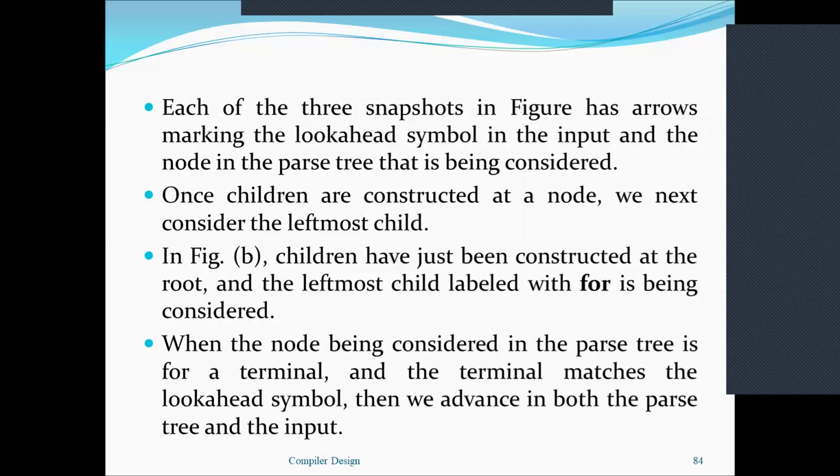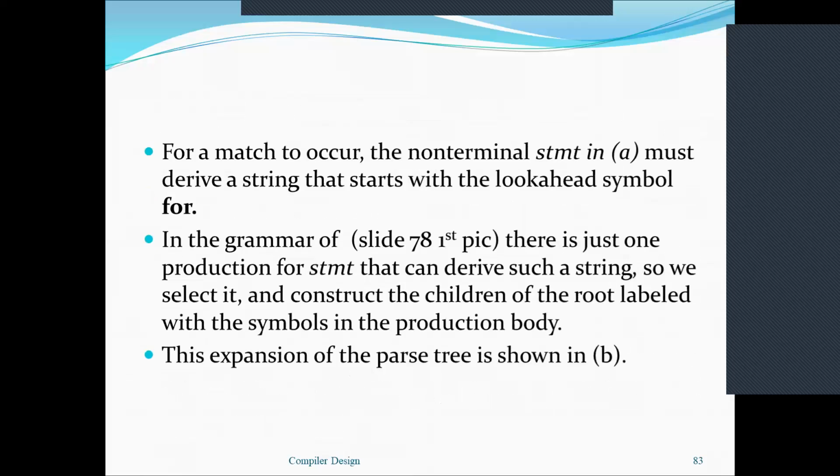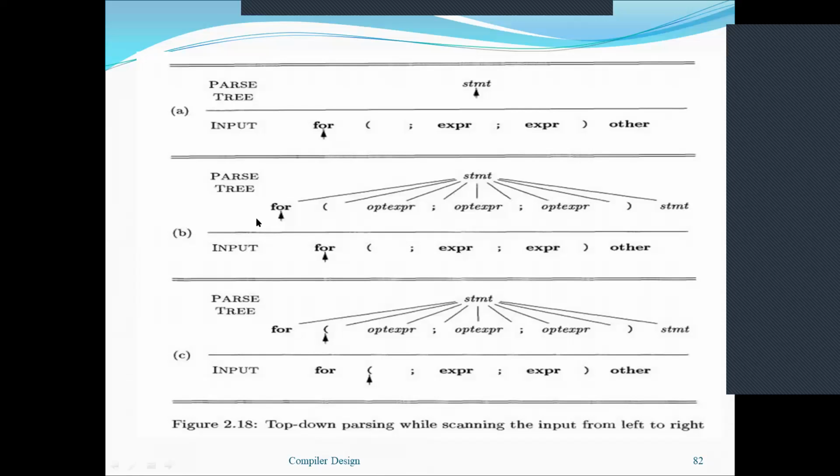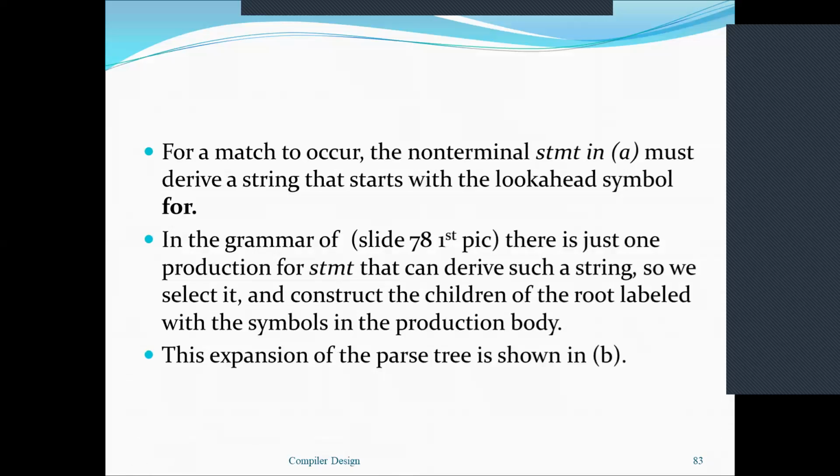Now each of the three snapshots in the figure has arrows marking the lookahead symbols. As I said, the arrows are showing the lookahead symbols. Initially it was for. Then in the second case also it is for. In the third case it goes to the left parenthesis, and so on. It continues till all the symbols are scanned, considered as lookahead symbols, and proceeded further.